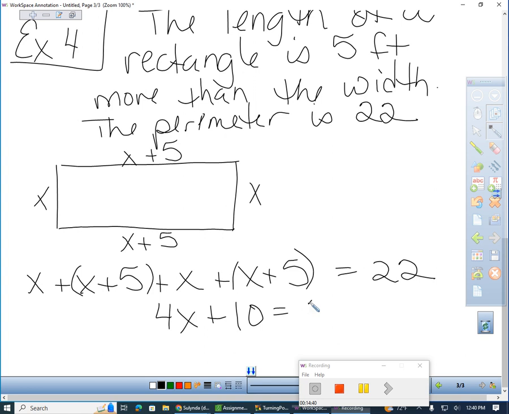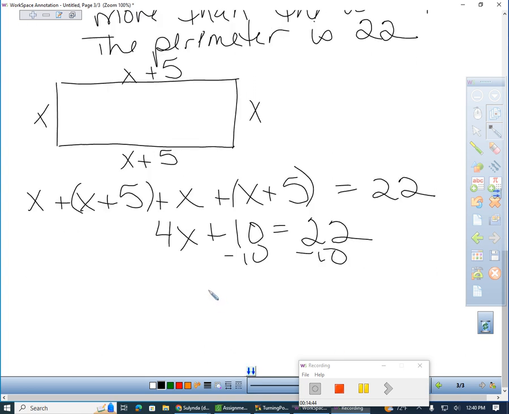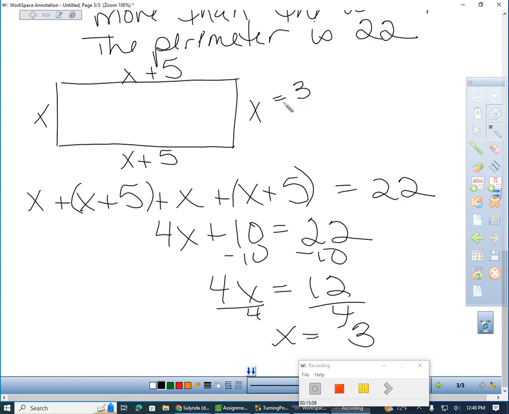Good. Awesome. Divide both sides by 4, and x equals 3. What does that represent? The width. Very good. So the width is 3 feet. What if I were to ask you what's the length? Yes, it would be 8, right? We take it and plug it back in to find this side. So this side equaled 3, and this side equaled 8.